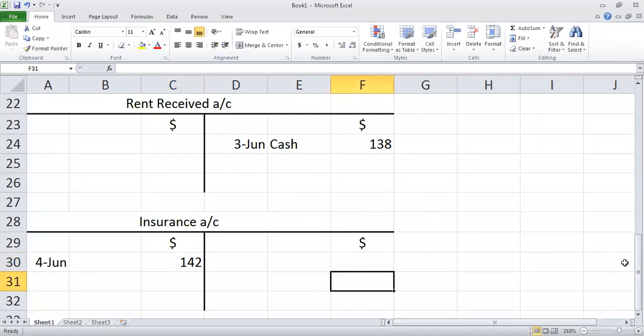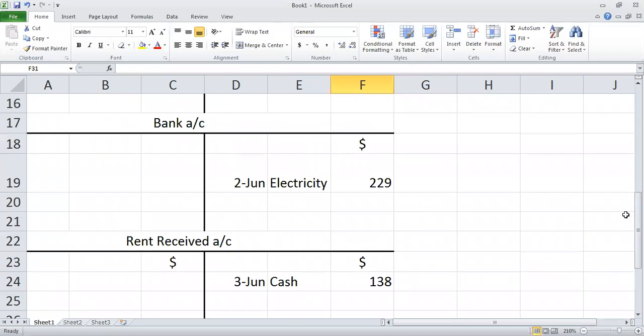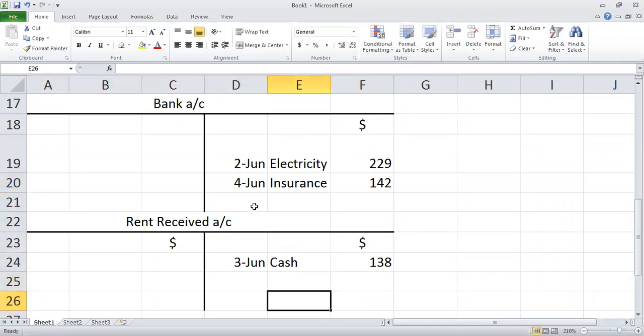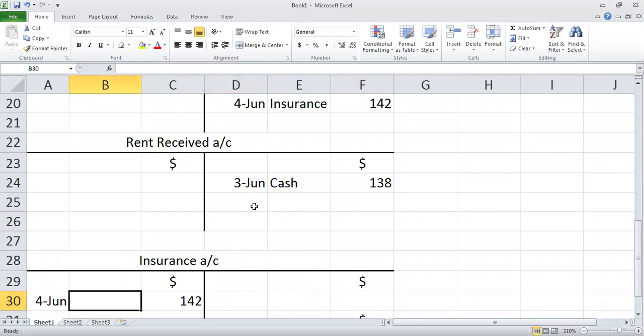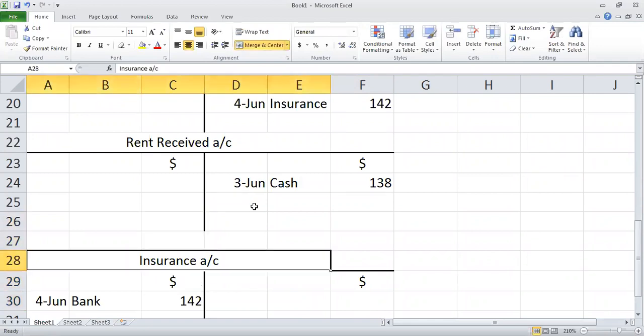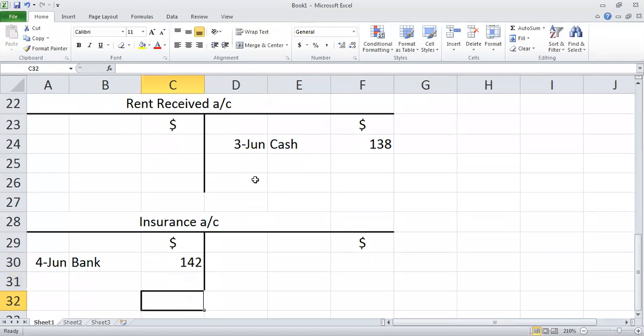And then you're going to credit the bank account now, June 4, 142. You put insurance under the bank account, and then you put bank under insurance, because they are related in this transaction. All right, so that's that for that. So you have the insurance account.